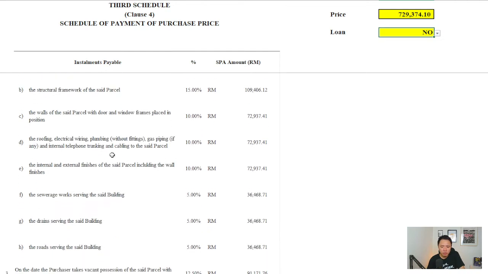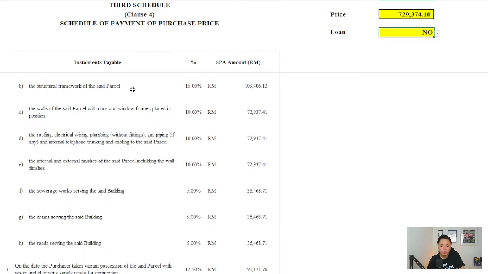Now the second one is structural framework, including the columns, beams, all these, and the walls of your unit. This is where the smart people invest in high-rise property, where they usually try to buy a unit that's on the top. Why?